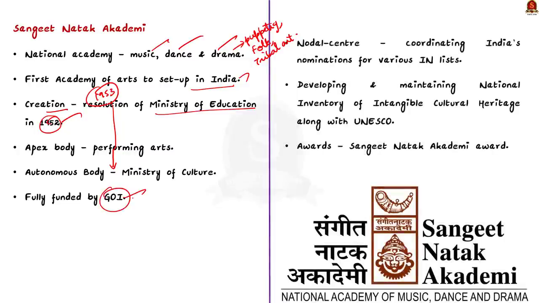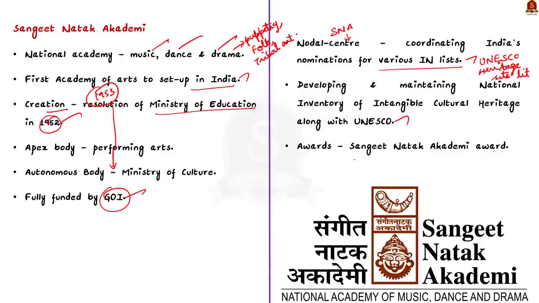See, the Ministry of Culture has declared the Sangeet Natak Akademi as the nodal center for coordinating India's nominations for various lists at the international level. For example, we may quote India's nomination to UNESCO Heritage Site list. Then Sangeet Natak Akademi is also a nodal agency in developing and maintaining the National Inventory of Intangible Cultural Heritage List along with UNESCO. See, the Sangeet Natak Akademi also confers awards to the artists.